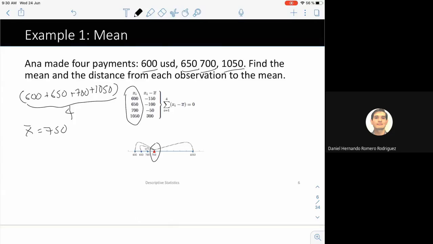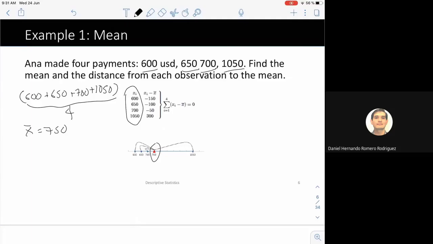That's the average value. Now, if we start measuring the distance from each observation to the mean, that'll be 600 minus 750. The distance is minus 150. So we keep going until the last one, 1050 minus 750. The difference is 300. If we add them up, it is equal to 0. And that will always be the case if we compute that distance and add them together.